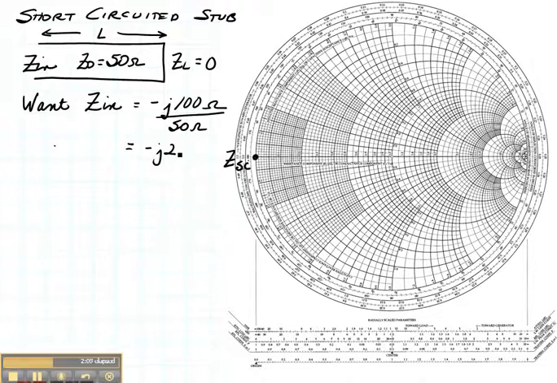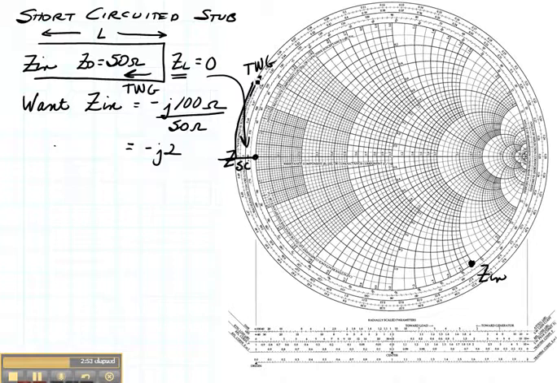So let's go down and find the Z in point, which is negative j2. That's right here. So this is the Z in that we want. The nice thing is that we can see we can go from our short circuit to the impedance that we want just by staying on the outside and rotating around the Smith chart. So which direction are we going to go? If we started at our load, which is right here, we're going to rotate towards the generator to the desired input impedance. This is the toward the generator direction, and right out here we're at 0.